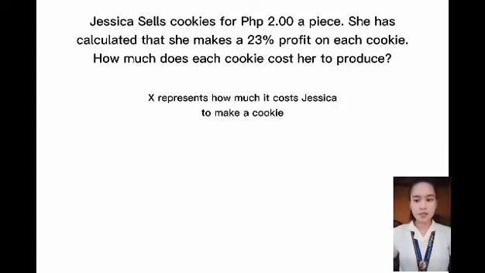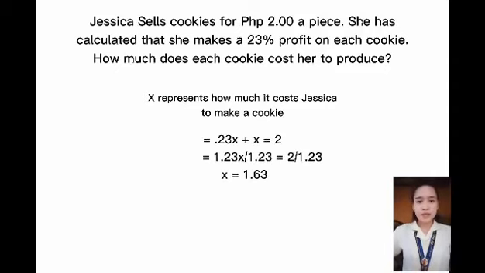So x represents how much it costs Jessica to make a cookie. Then we simplify it. 23%, then we convert it into the decimal. So it is 0.23 plus an invisible 1x equal to 2. So 1.23x is equal to 2.